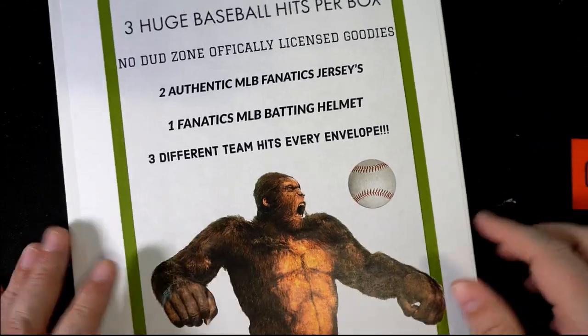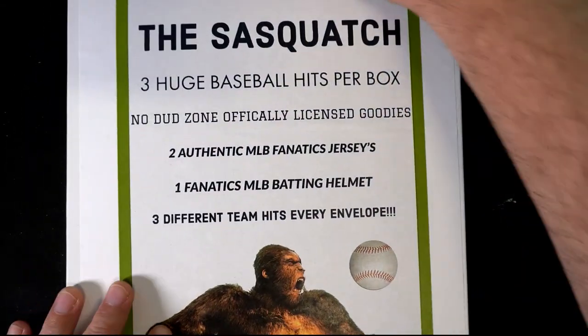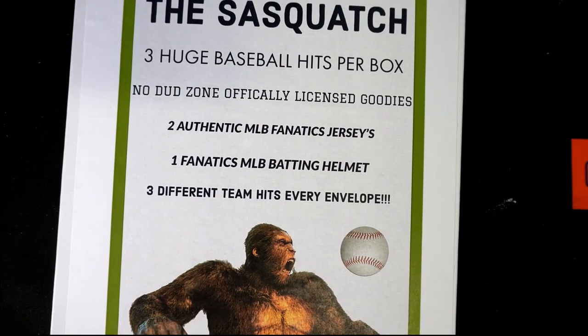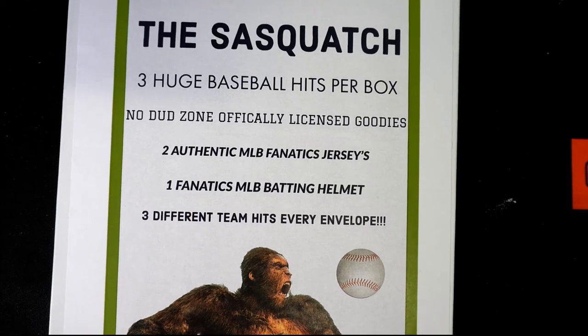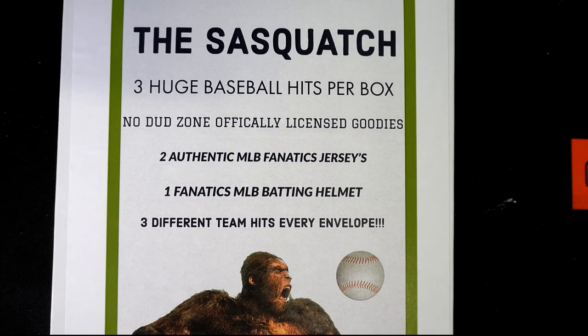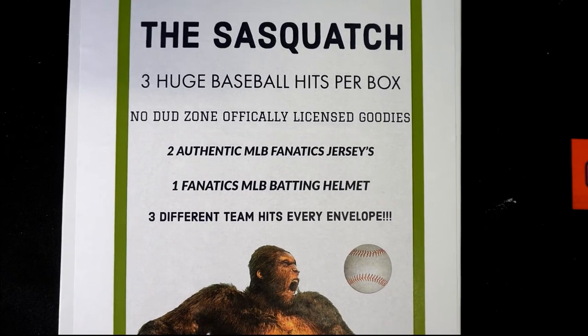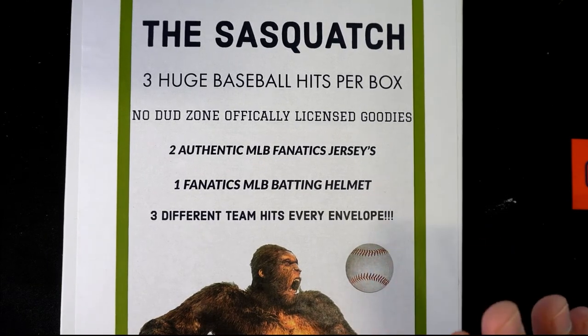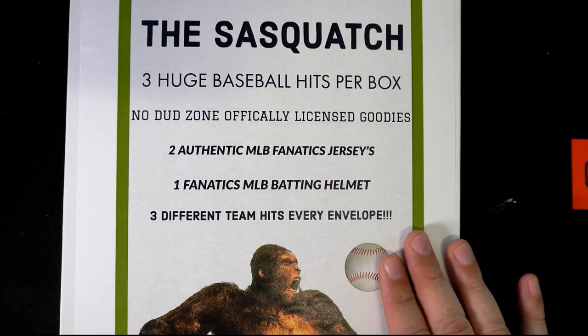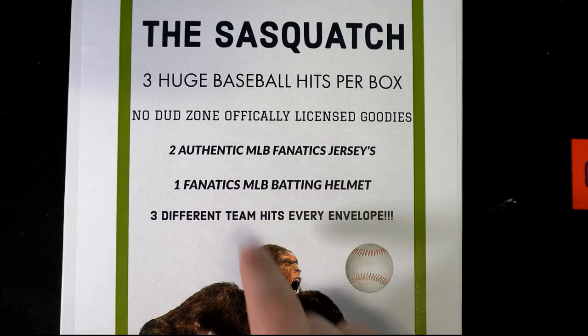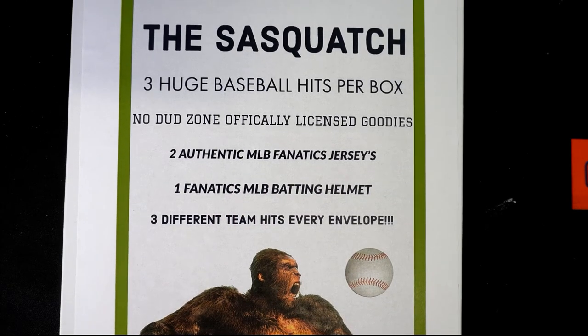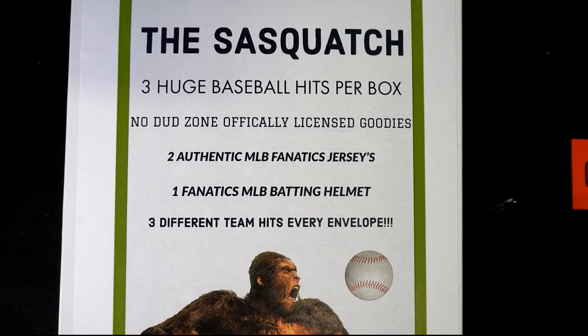I know there's going to be a few people who come away with something really nice here in the Sasquatch break. It is time for the Sasquatch break. Two authentic MLB Fanatics jerseys and an MLB batting helmet, Fanatics. That means authentic stuff, high quality with the logos, no cheapo stuff.